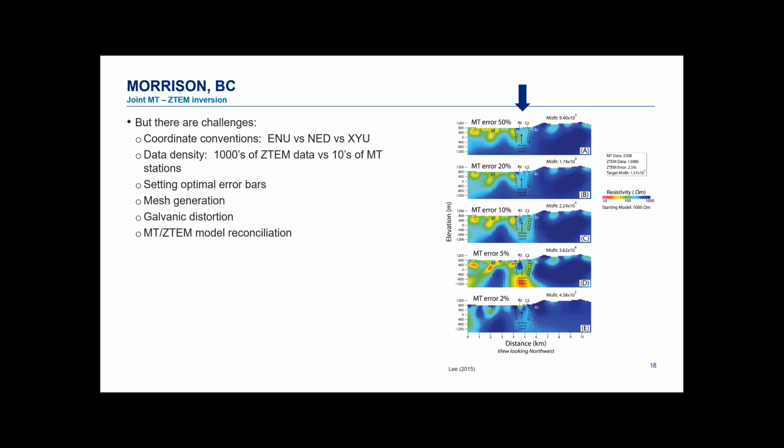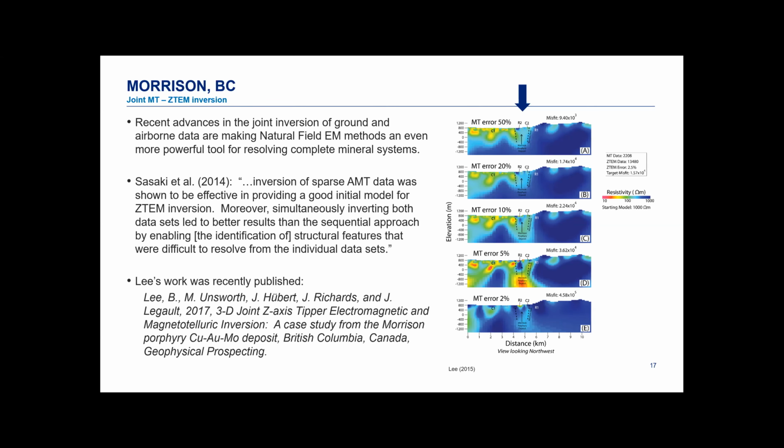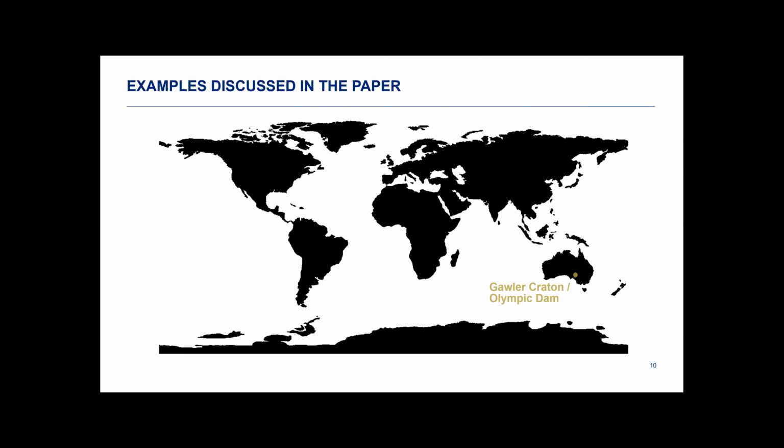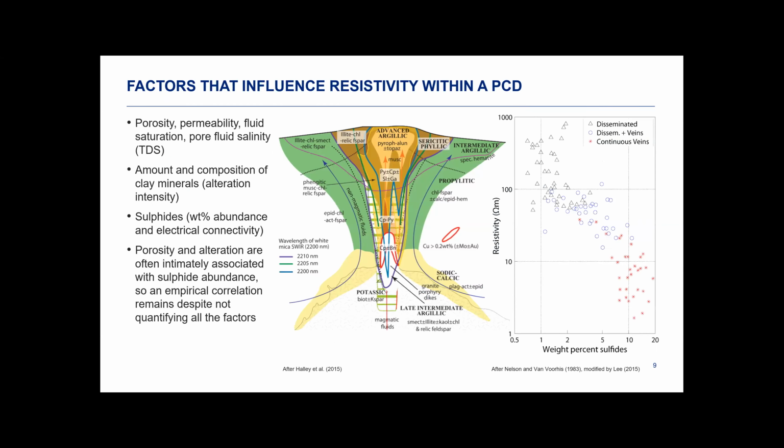No. I think what we really need to understand is that the porphyry copper deposits we're mining today are 0.5% copper, between 0.5 and 1. If I go back, there it is, the figure from Nelson and Van Voorhis. Even at 0.5% copper, that disseminated copper really has nothing to do with the resistivity expression.